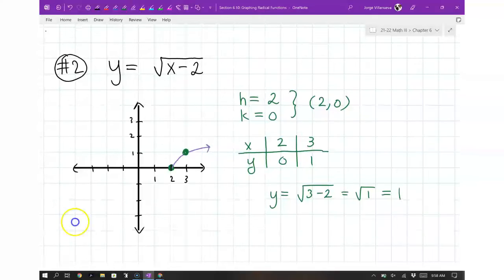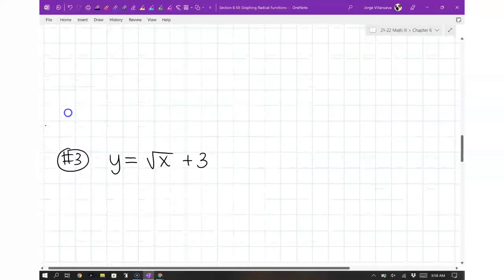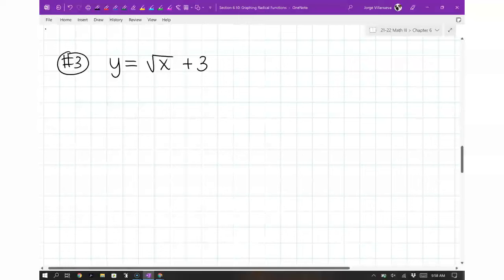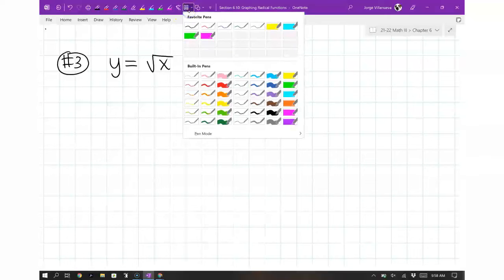So hopefully you guys are kind of seeing it. We're going to keep kind of making this a little different every question so you can see just horizontal movement, just vertical, maybe a little bit of both, maybe flipping something over, right? So I think we have 6 examples here. So let's do this next one.